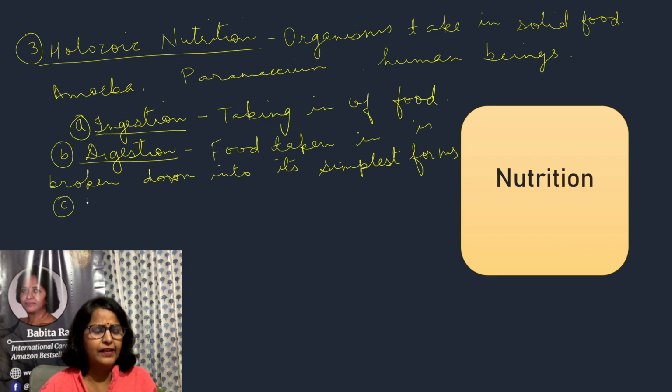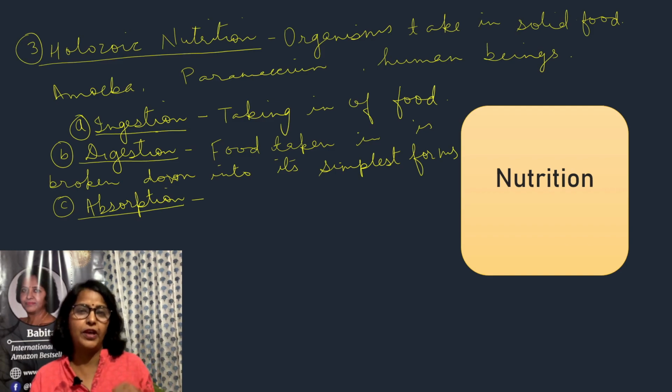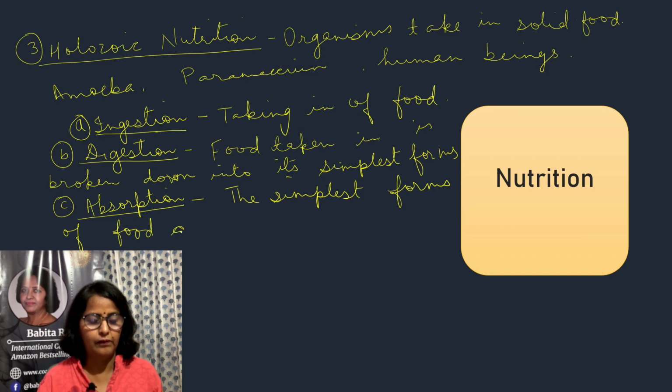The third one is absorption. After the food is broken down into its simplest forms, now it is ready to be absorbed. So the absorption takes place after food is digested. So what happens? The simplest food are absorbed.